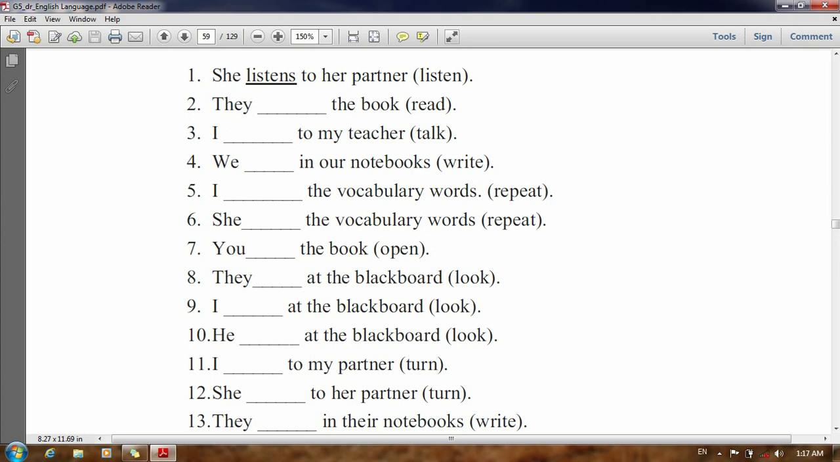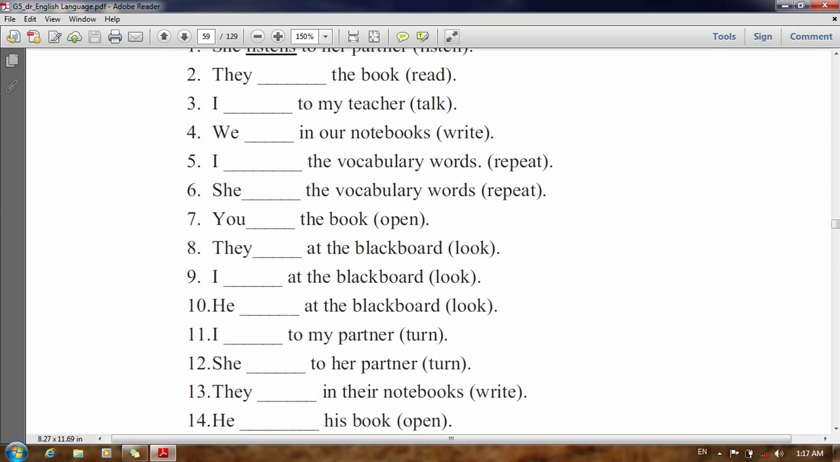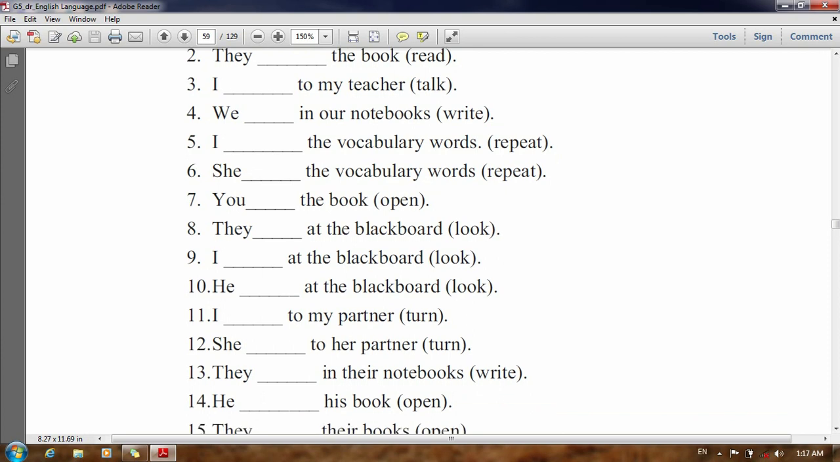We write in our notebooks. I repeat the vocabulary words.